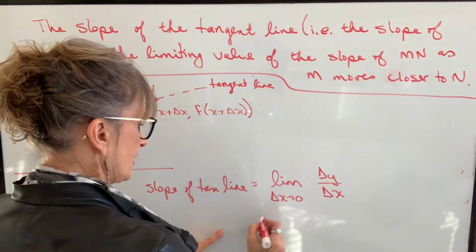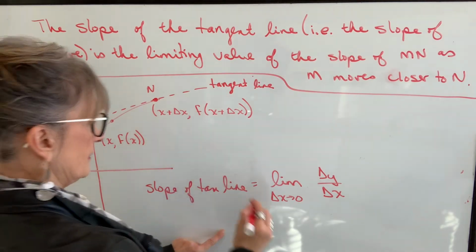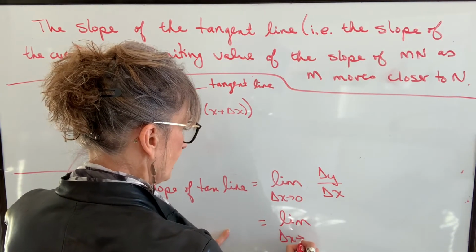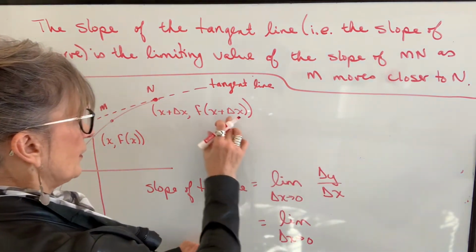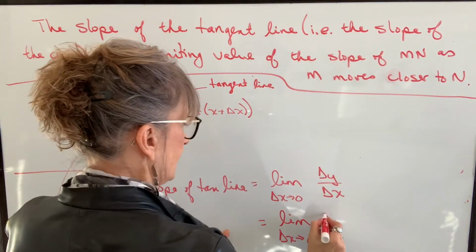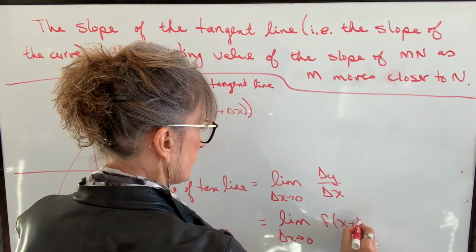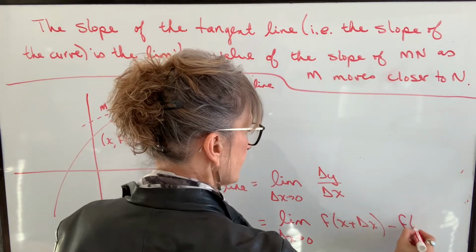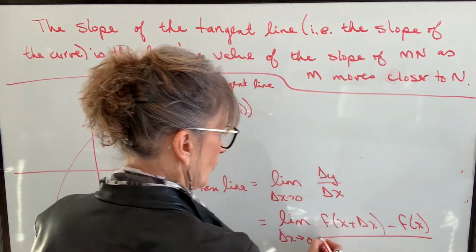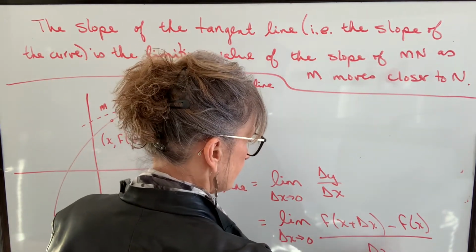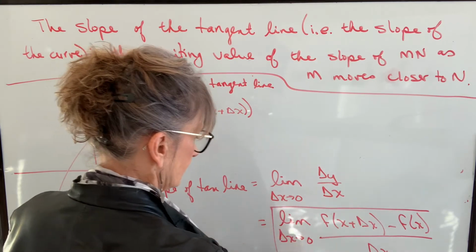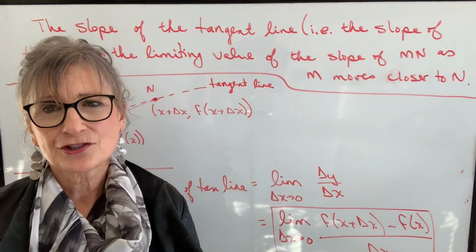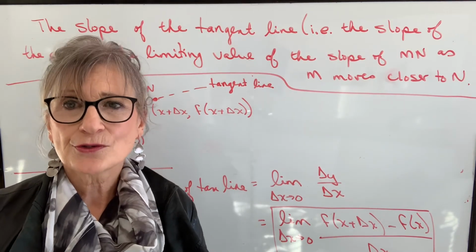And how do I express that in terms of my 2 points? It's the limiting value as delta x approaches 0 of my change in y values. So this y value is f of x plus delta x, minus this y value, which is f of x, over delta x. That is the slope of a tangent line to a curve, which is also the slope of the curve.